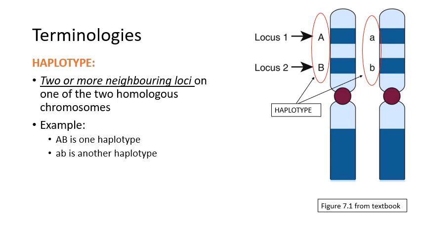Another terminology also important to understand is haplotype. So haplotype doesn't involve the two copies, not the maternal and the paternal copy, but it involves two or more neighboring loci on one of the two homologous chromosomes. So in this case, go back to the diagram here, you can see the uppercase A and the uppercase B are neighboring loci on one particular chromosome, and they will form one haplotype, whereas the lowercase a and lowercase b together will form another haplotype. So these are terminologies that are important to understand.